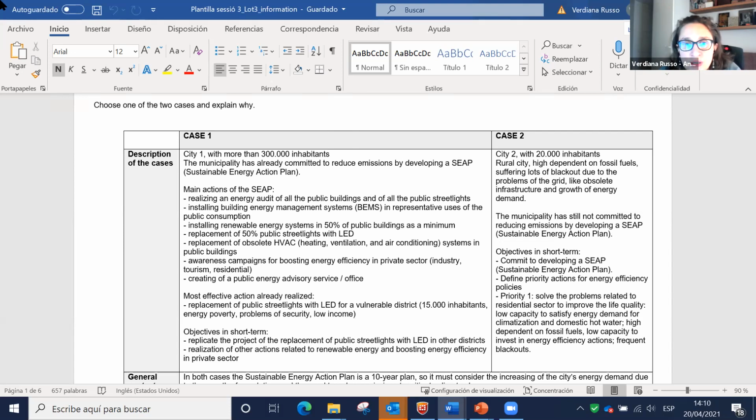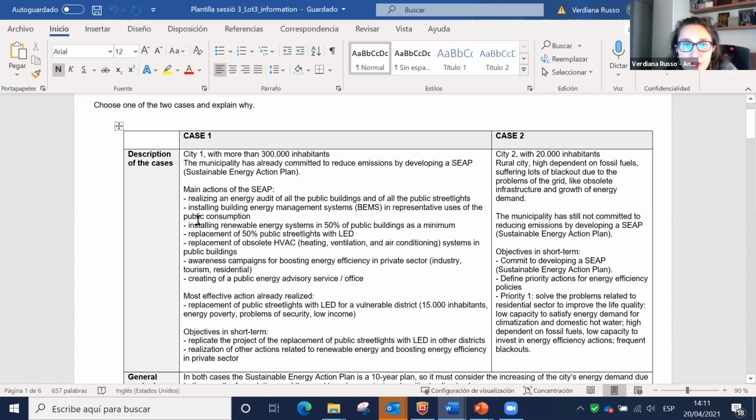Also installing energy management systems in representative buildings of the municipality, installing renewable energy systems in at least 50% of public buildings for the duration of the plan, and replacing 50% of public street lights with LED during this period. Other actions are the replacement of obsolete heating, ventilation, and air conditioning systems in public buildings, and awareness campaigns, both for public workers and for boosting energy efficiency in private sectors like industry, tourism, and residential. Another action is to create a public energy advisory service or office, to have better awareness campaigns and to help boost energy efficiency in the private sector.